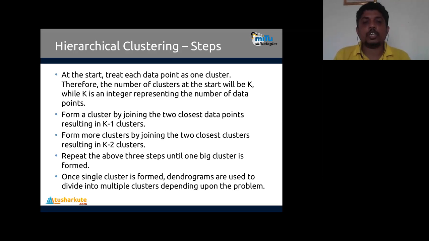So as soon as you start joining, it creates a tree-like structure, and that is given a name. I'll show you what name it carries. So repeat these steps until one big cluster is formed. Initially, the root node is formed, we join them one by one, and a hierarchy is generated. Once a single cluster is formed, a graph, a tree, is formed, and that tree is called a dendrogram. It is used to divide into multiple clusters depending upon the problem.